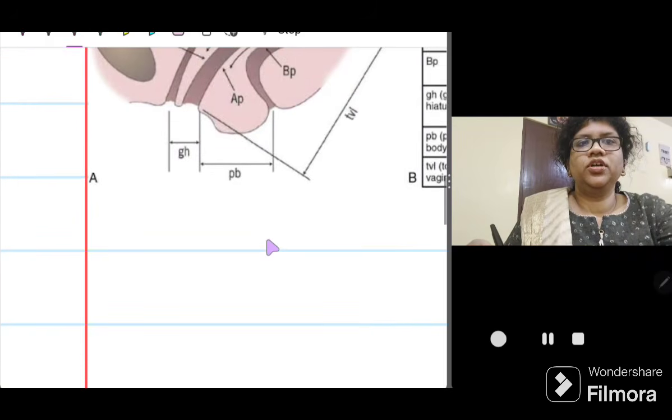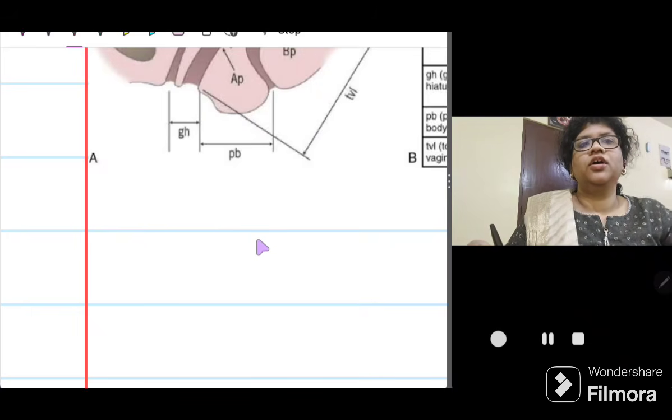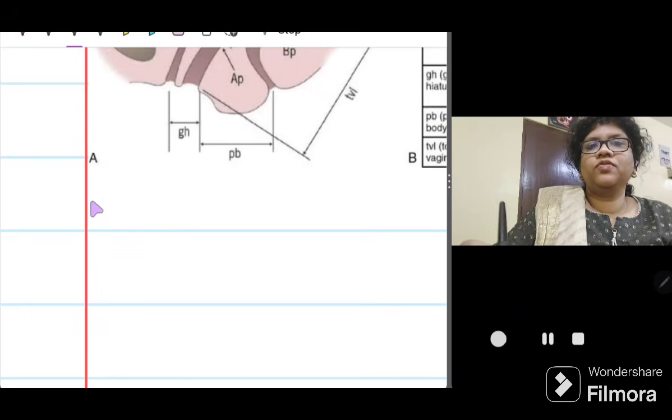Now let's come to the grading. Once you have got all the points with the measurements, now you have to grade the POPQ. Once you have got all the measurements, you are going to see which compartment has which number.